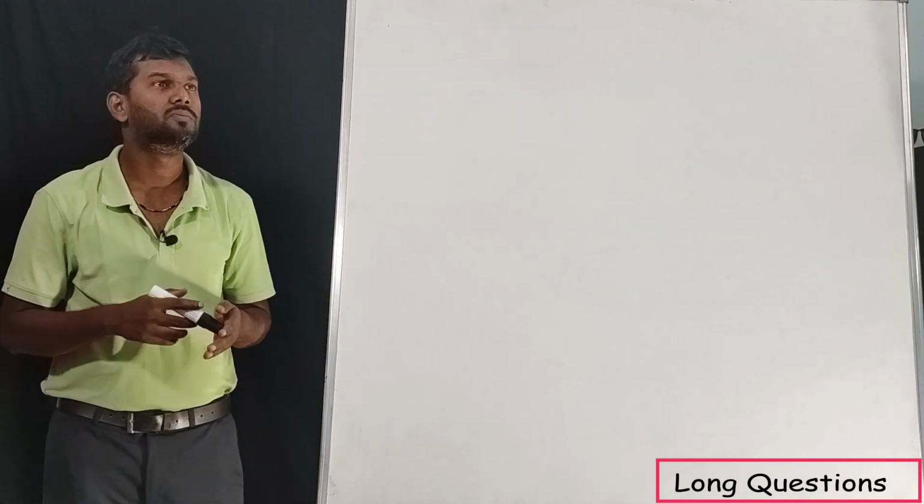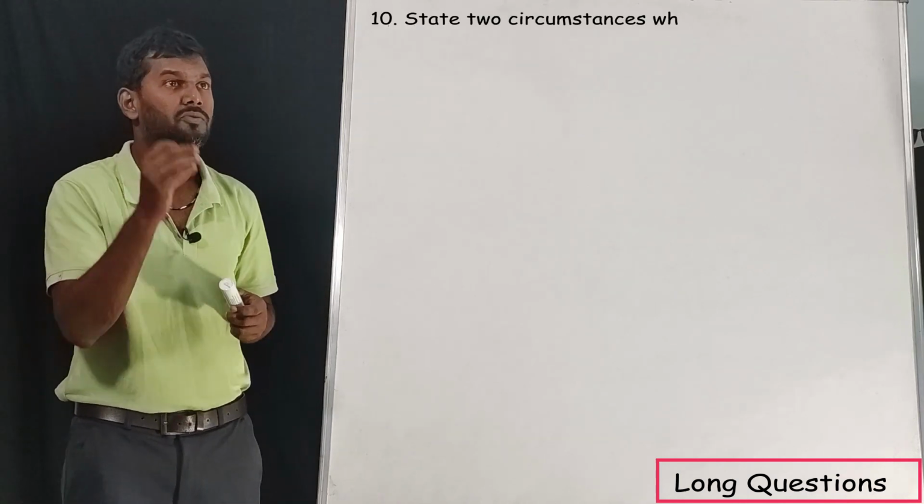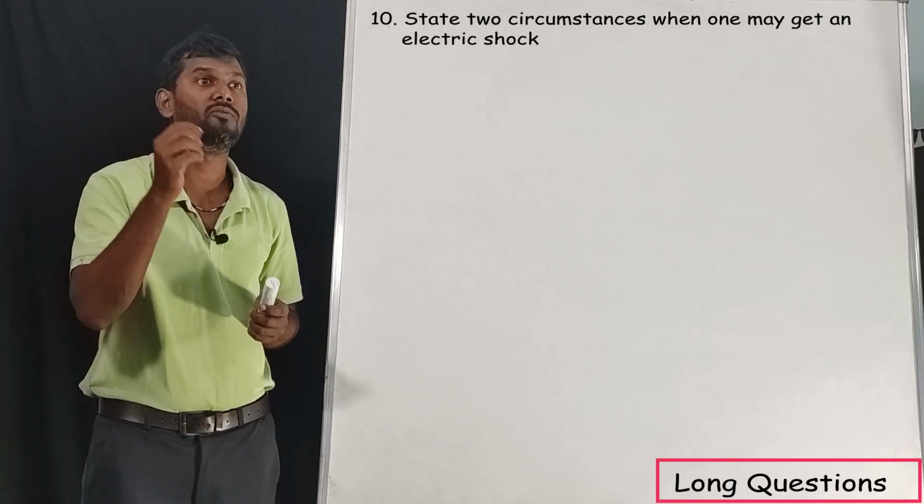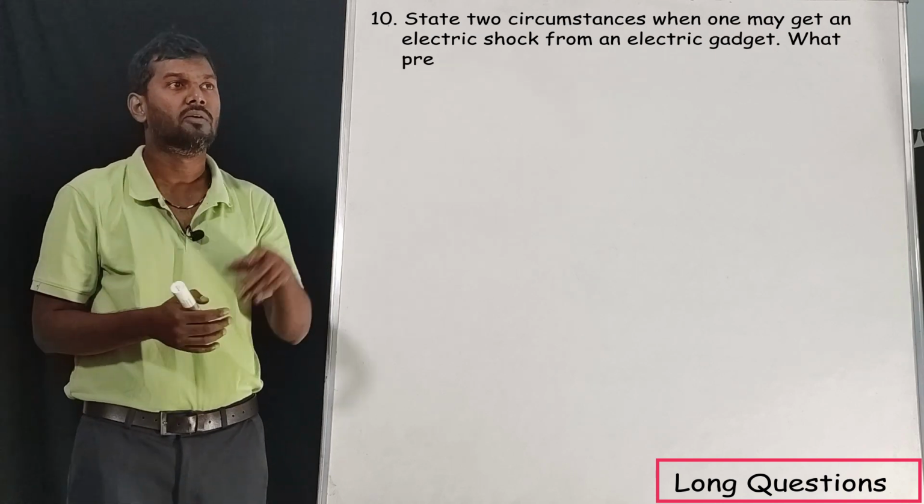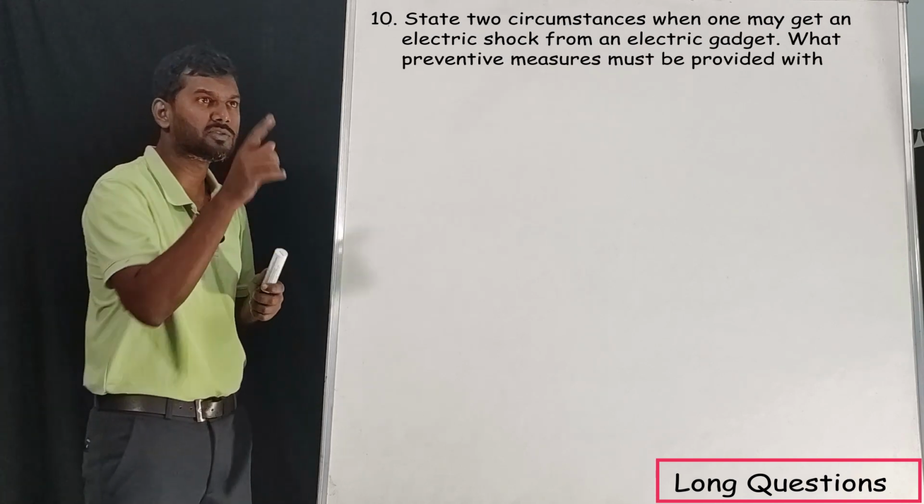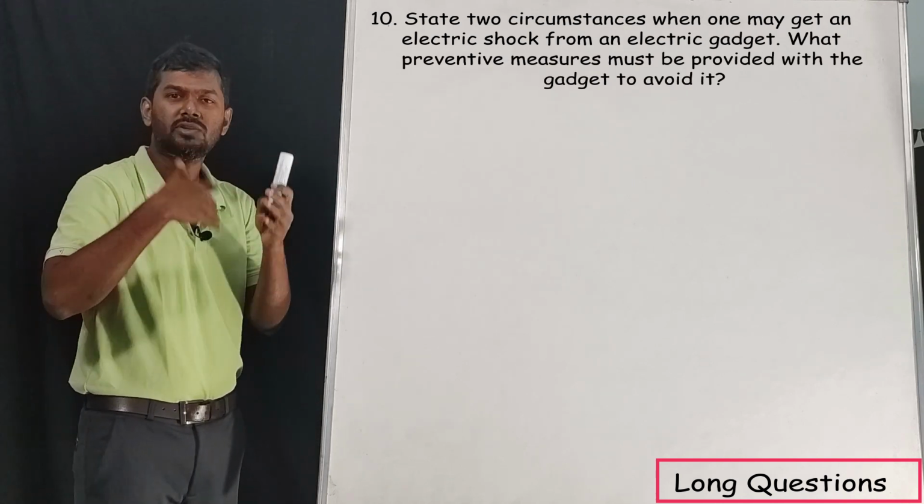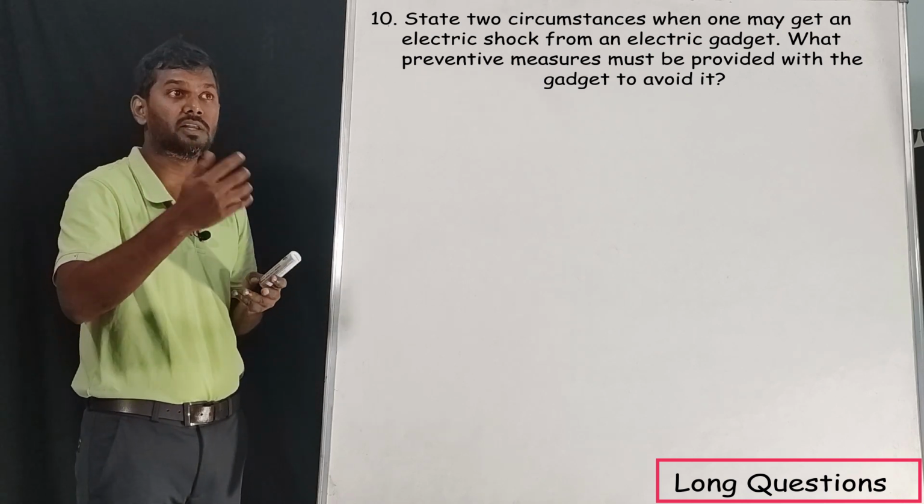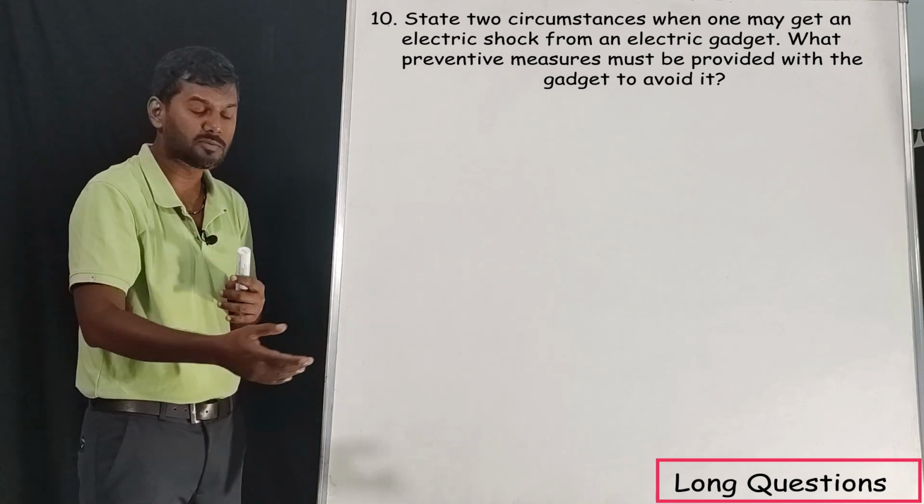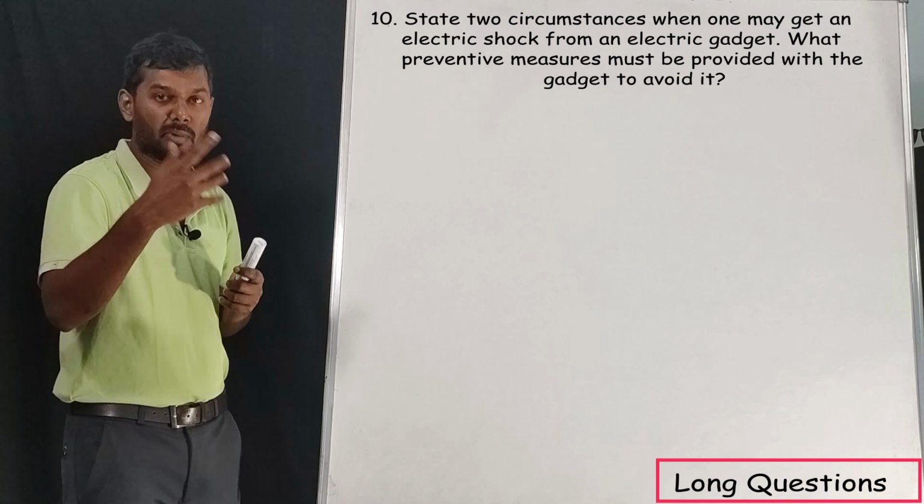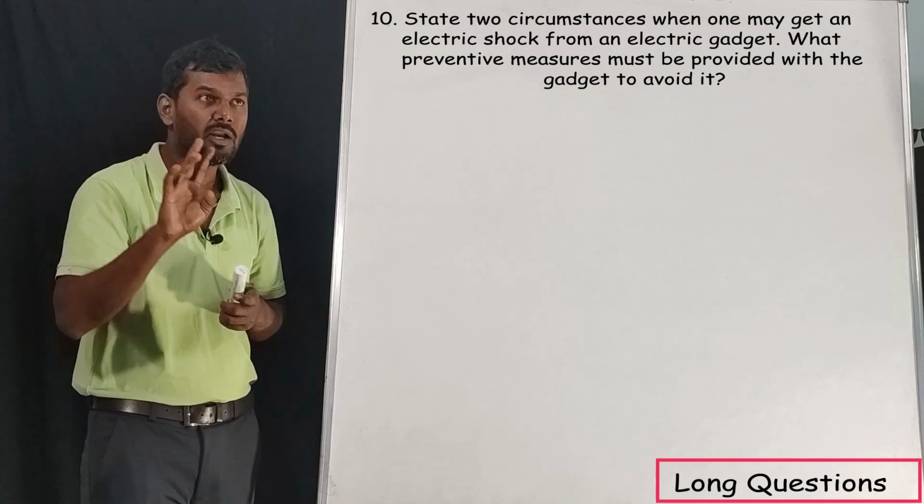That's it. Our next question: state 2 circumstances when one may get an electric shock from an electric gadget. We have one more sub question. Listen, first we'll answer this one. Which are the 2 circumstances? See, these are not the only 2 circumstances which we are going to learn. There are many, we just have to state only 2.